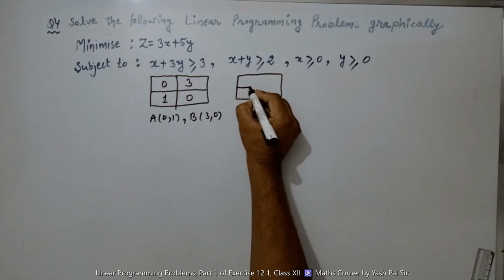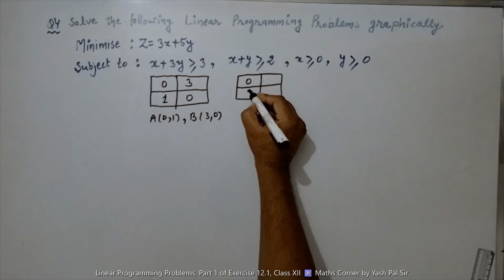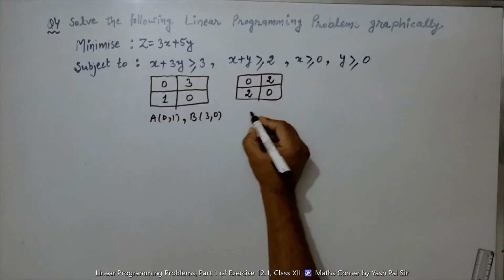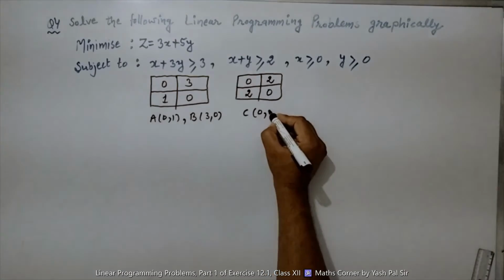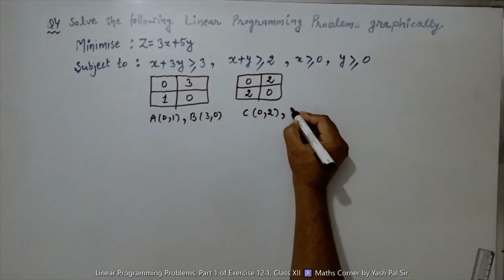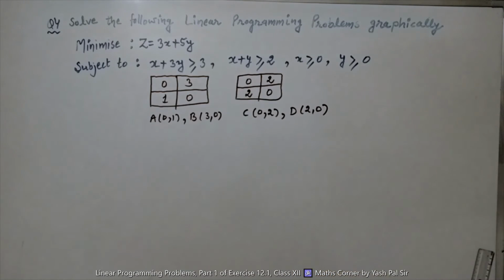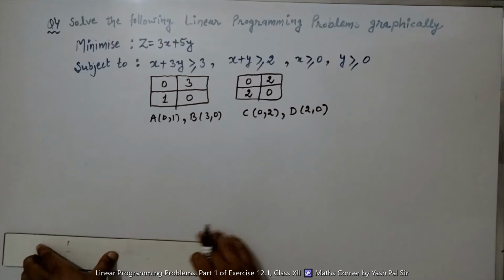Second inequality we have, the table becomes when x is 0, y is 2. When y is 0, x is also 2. So C point is x is 0, y is 2, and D point is x is 2, y is 0. Right? So accordingly we are going to draw the graph.